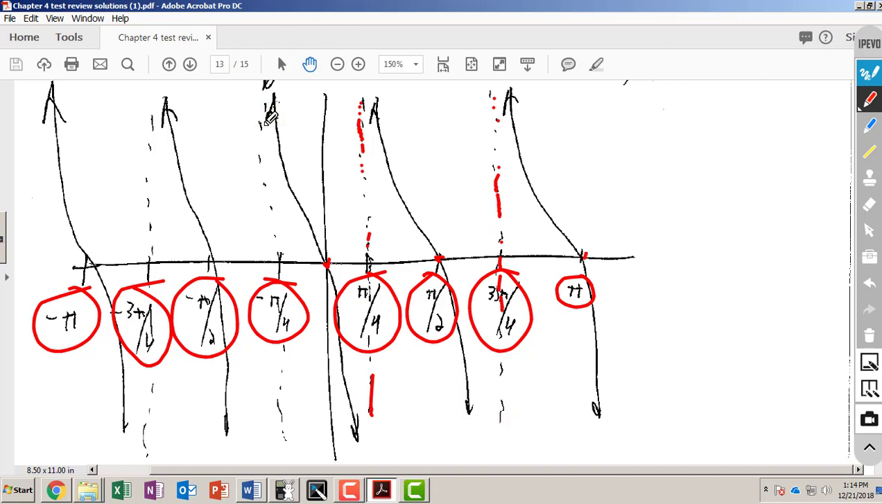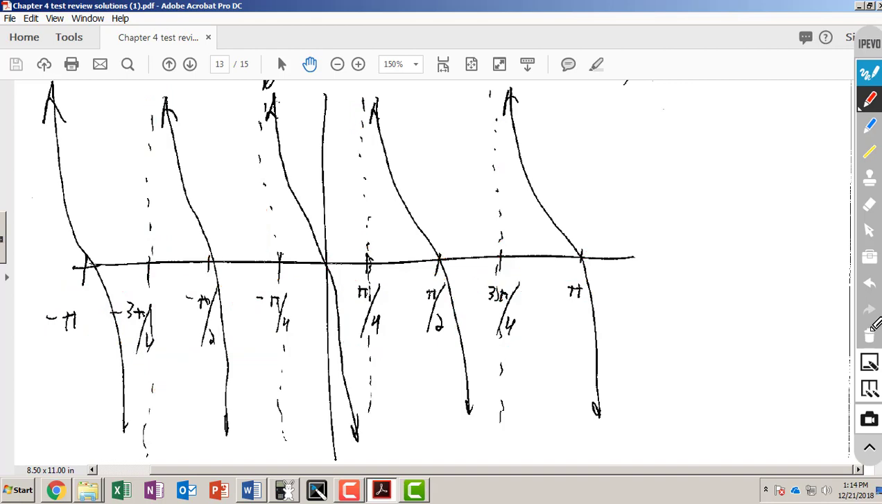Once you've got that pattern in there, then you just go ahead and draw it in. So 0, asymptote, 0, asymptote. And then you just go ahead and draw in your points. And since this is negative, it is going downward. And that's what your graph of your tangent will look like.